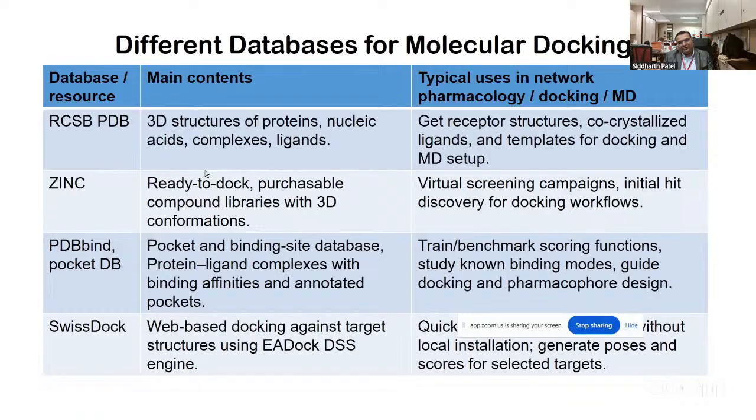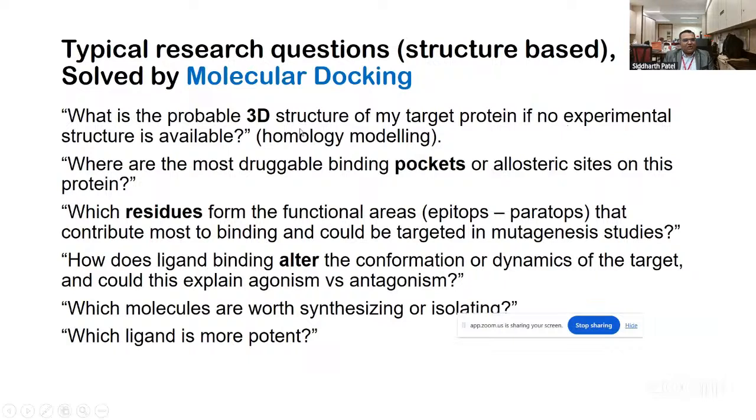Let's say 40, 50, 100 phytoconstituents are present, out of which we want to know which phytoconstituent is actually effective, which is more effective or more potent. So this kind of studies we want to understand. So some of the answers will be given by molecular docking. We will see it here. Structure based docking, these kind of questions can be answered.